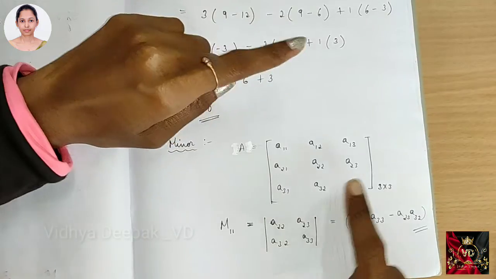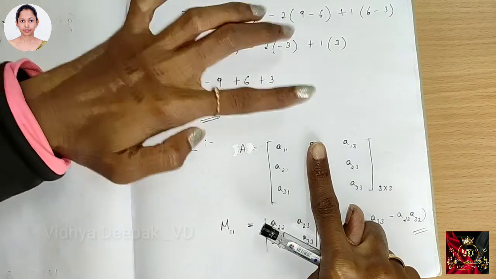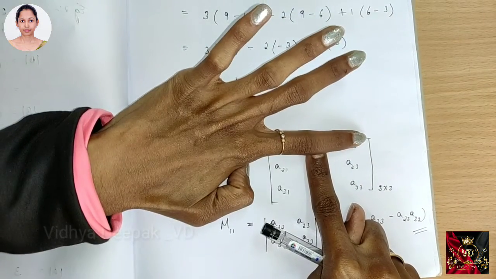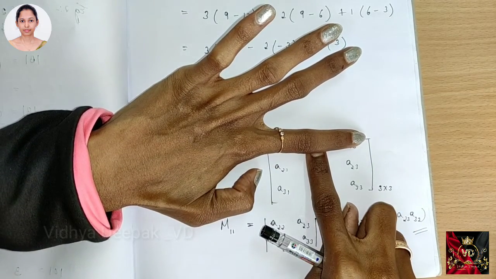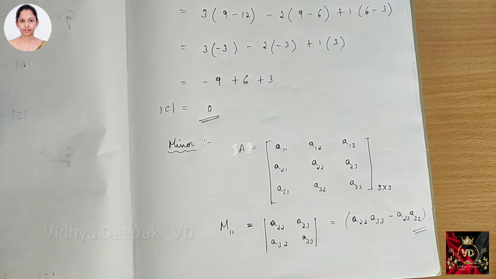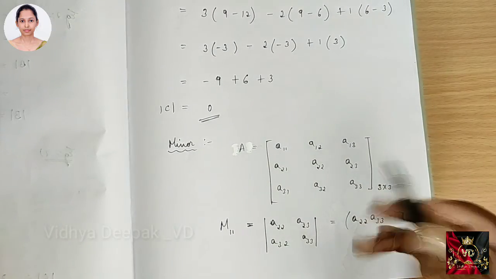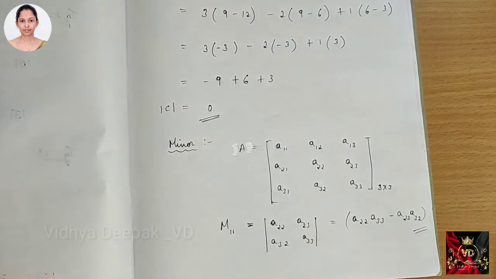So let's check out, it is A12. That is, we are deleting this column and this row. So you're left out with the determinant of A21, A23, A31, A33. Right? So that becomes the minor of A12.